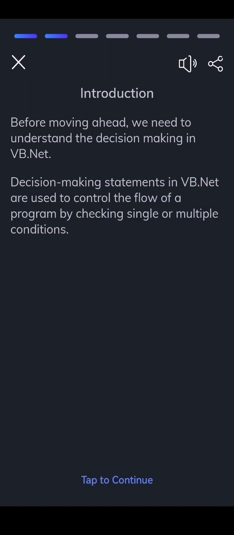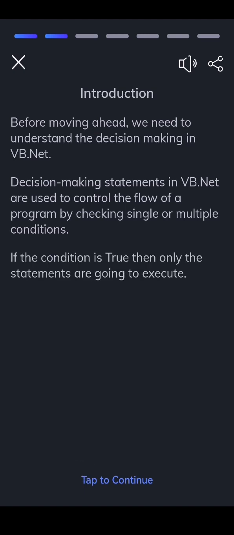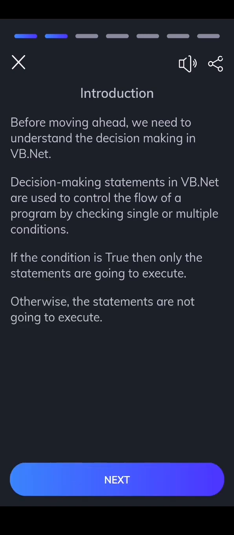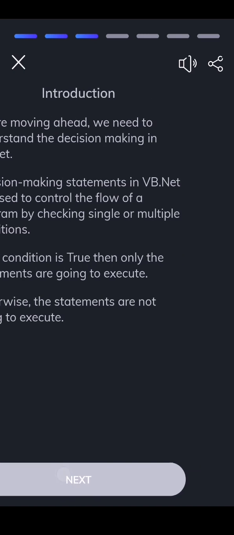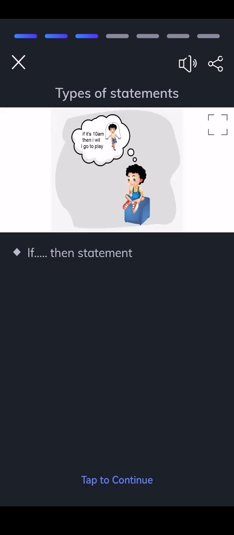Decision-making statements in VB.NET are used to control the flow of a program by checking single or multiple conditions. If the condition is true, then only the statements are going to execute. Otherwise, the statements are not going to execute. If, then statement.